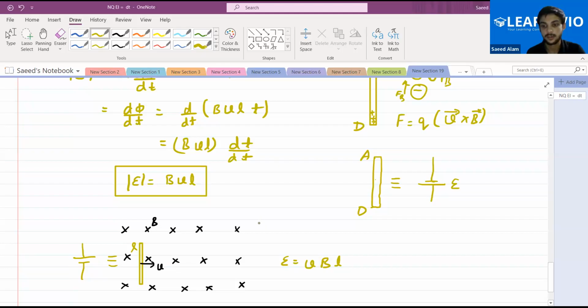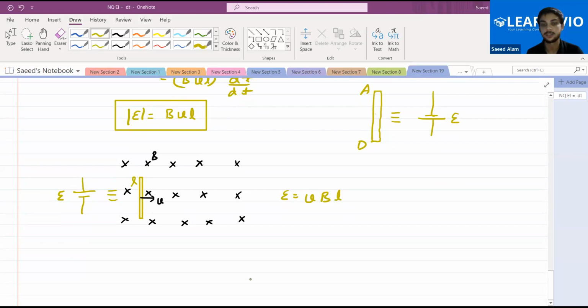Okay, so the EMF will still be there, but there will be no current flow in this. Understood? Yes, sir. This will be the case here. And let's take another case.